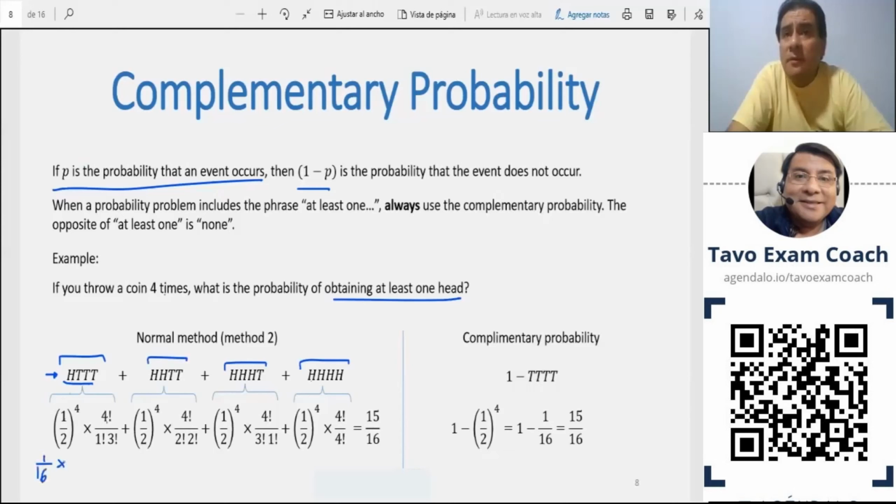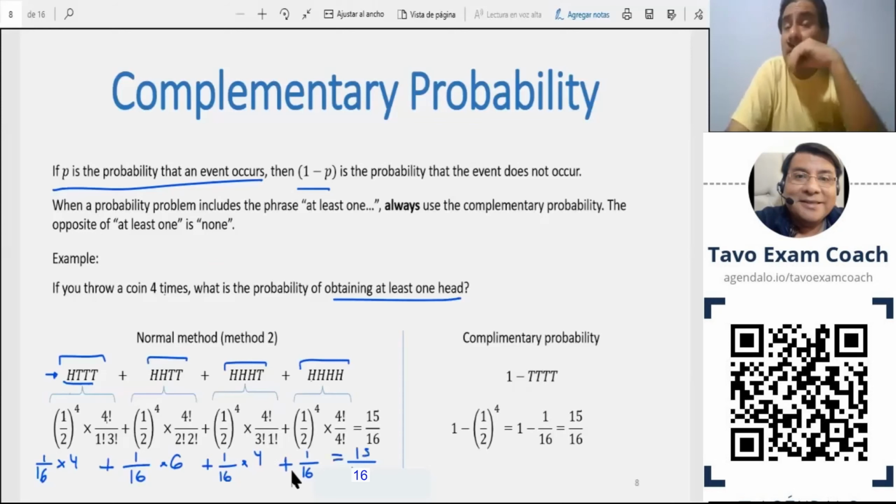1/16 times 4. Here you get 1/16 times 4 factorial divided by 2 factorial and 2 factorial, which is just 6. Then you have 1/16 times 4 factorial divided by 3 factorial, which is 4 again, plus 1/16 times 1. So if you add here 4 times 1/16, 6 times 1/16 and 4 times 1/16 and 1/16, you just get 15/16. That would be the probability, but it's quite long. What can we do in order to shorten the resolution time?